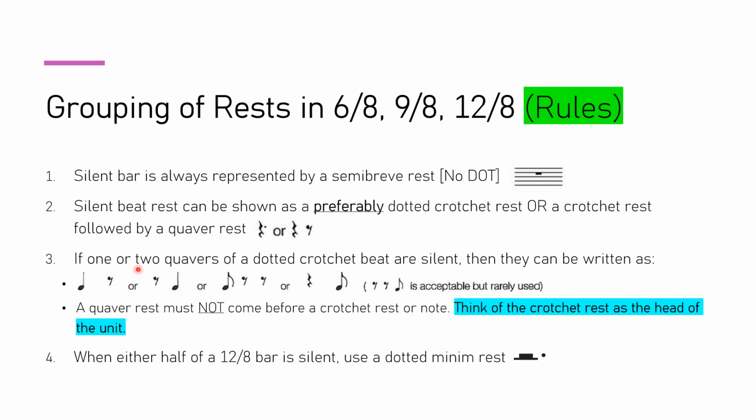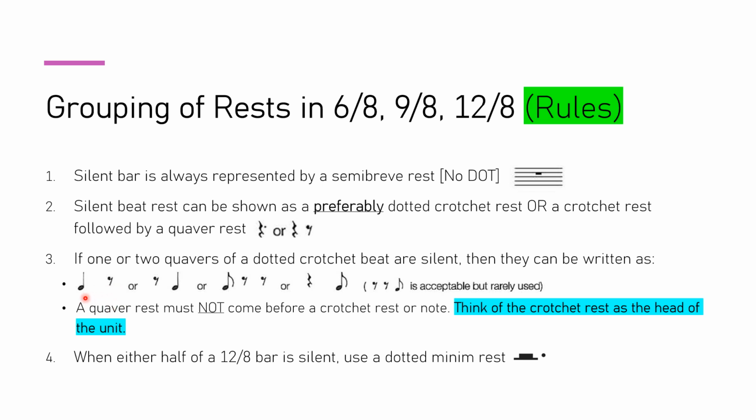But if you have one or two quavers, number three now, of a dotted crochet that are silent, how do you write them? So you have a dotted crochet beat, but not the full beat is silent. Maybe out of the three quavers in that dotted crochet beat, just one or two of the quavers are silent. So how do you do that? Let's assume that in a dotted crochet beat, it's only one quaver that is silent, as in this case.